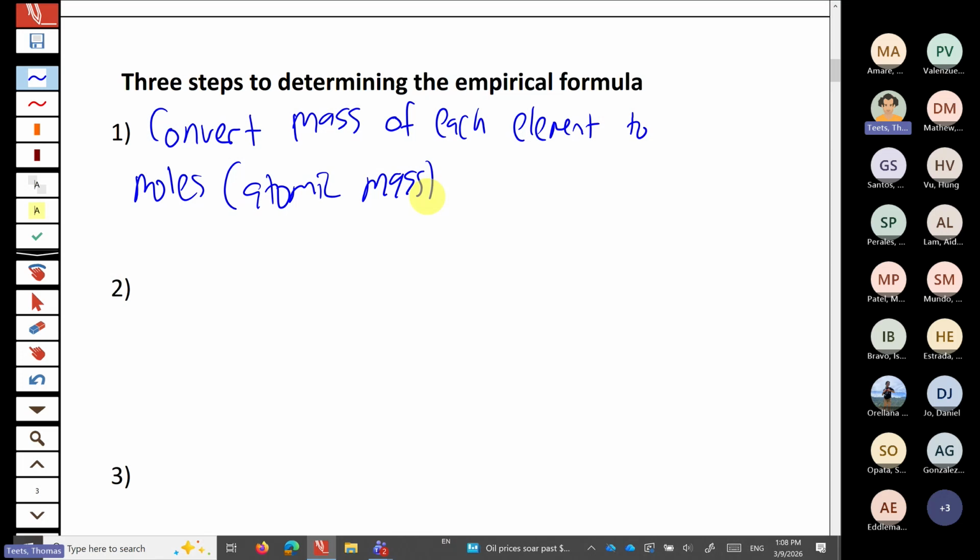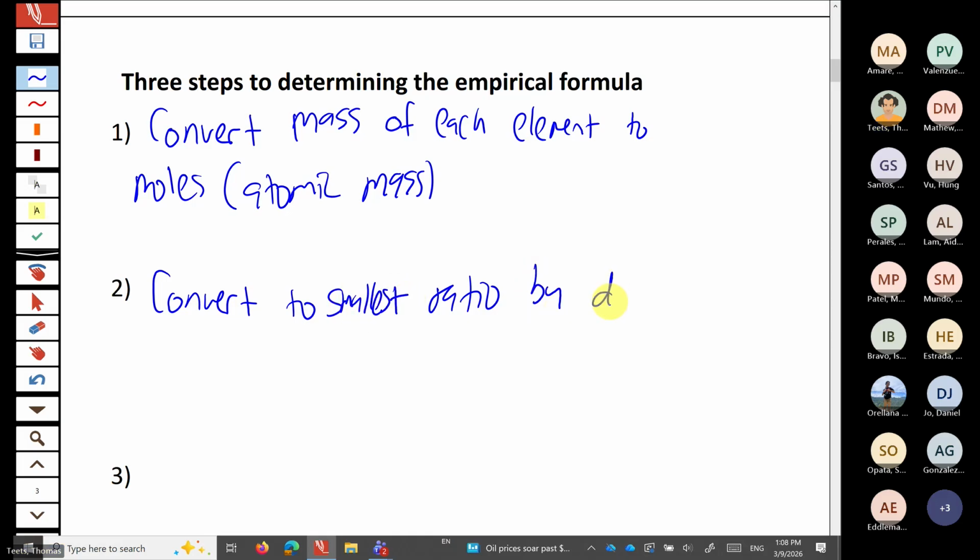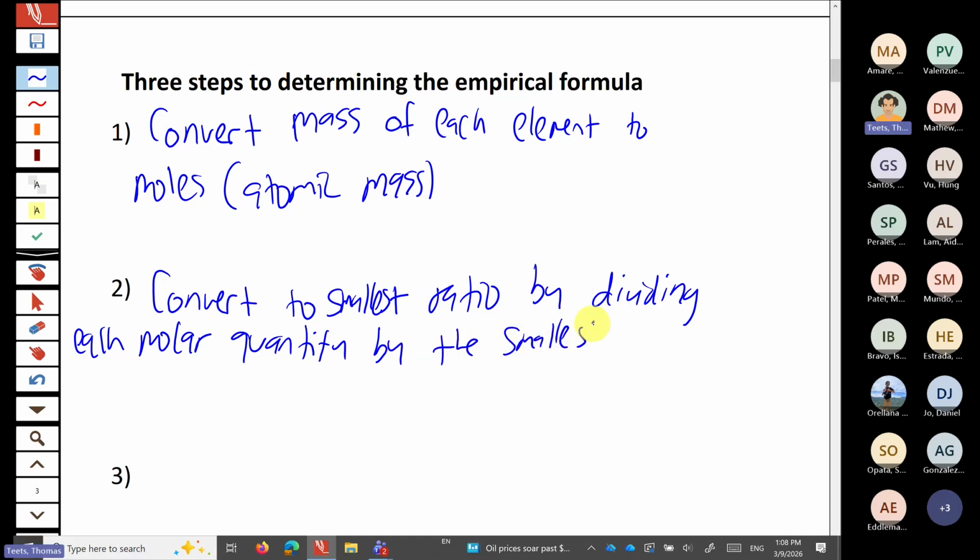The second step is we're going to get a bunch of mole amounts that are likely not going to be in whole number ratios. We have to convert those to the smallest ratio possible by dividing by the smallest one. So you're going to have mole amounts for each element, and you want to get it to the smallest ratio. I should say smallest, not lowest ratio. That's a better way to say it. You're going to take each molar quantity that you get from step 1 and divide it by the smallest one of those. We'll illustrate all these steps a few times today, so if they don't make total sense as I describe them, you'll see them illustrated in a bit.